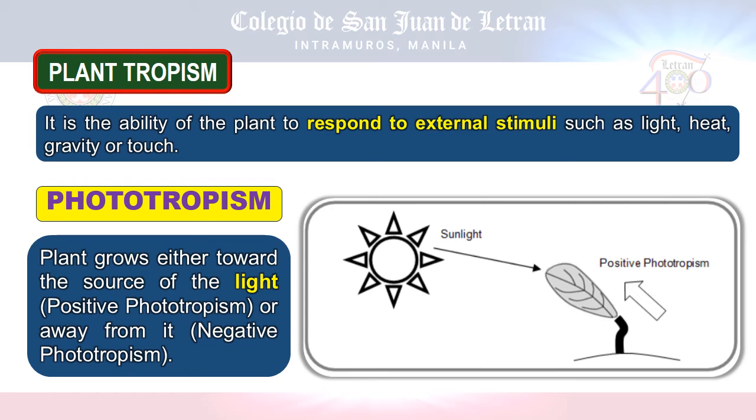First, let's talk about phototropism. Photo means light, tropism means response. Phototropism is the directional growth of an organism in response to light. If the plant grows toward light, it is positive phototropism. If the plant grows away from the light, it is negative phototropism.